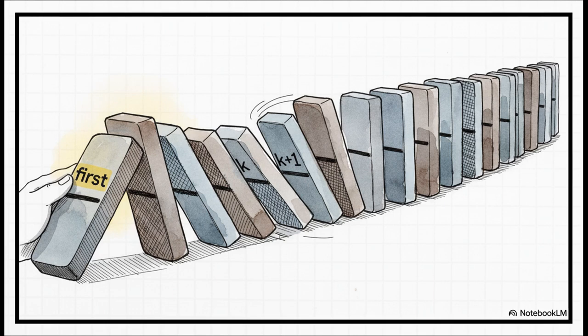1, that you can knock over the very first one. And 2, that if any given domino falls, it's guaranteed to knock over the next one. If you can prove those 2 things, you've proven the chain reaction is unstoppable. It has to go on forever.